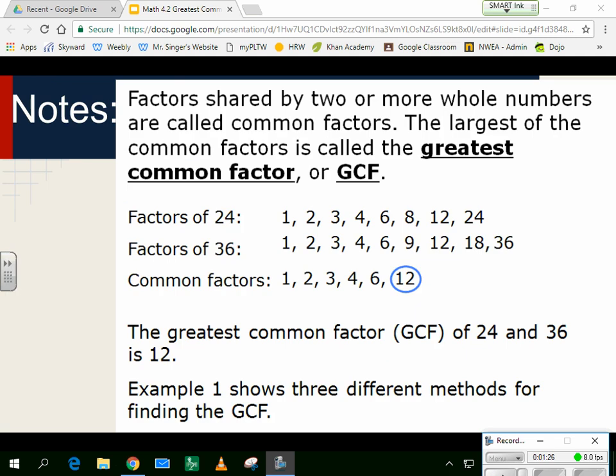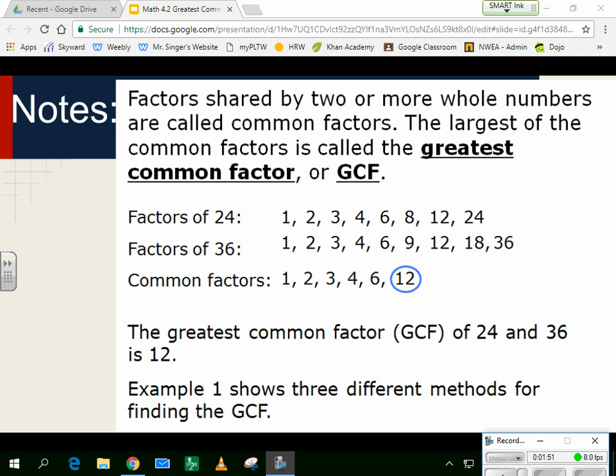All right, one of the things we need to learn about is GCF, or greatest common factor. So factors that are shared by 2 or more whole numbers are called common factors. Like 3 and 6 are common factors of 12, because 3 goes into 12 and 6 goes into 12, but they also can go into a different number. Now, the largest of those common factors we call the greatest common factor.